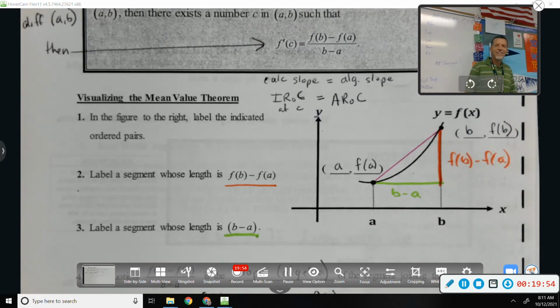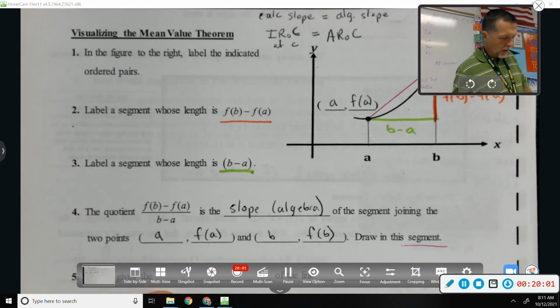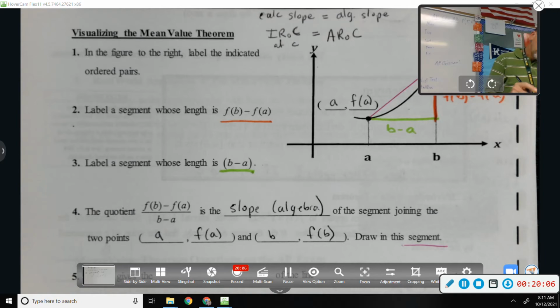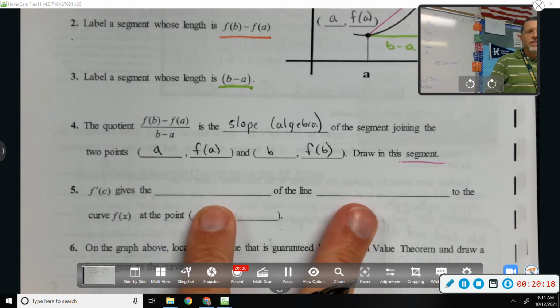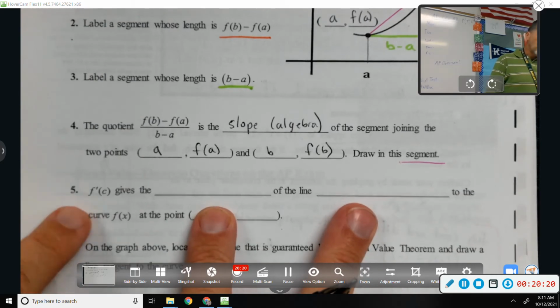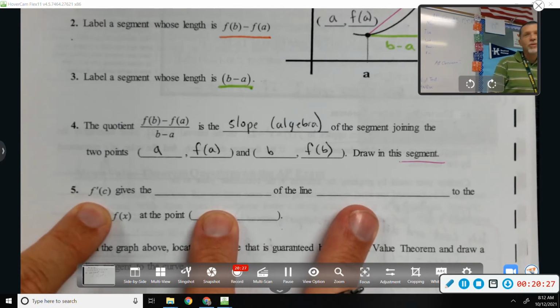Number 5. f prime of c gives the blank of the line. Okay, I don't know that you would know what words to put in here. Blank of the line, blank to the curve. Any idea what goes in those two spots? I mean, they're words you've heard of before. What does f prime tell us? Okay. Yes. And what's another word for derivative?